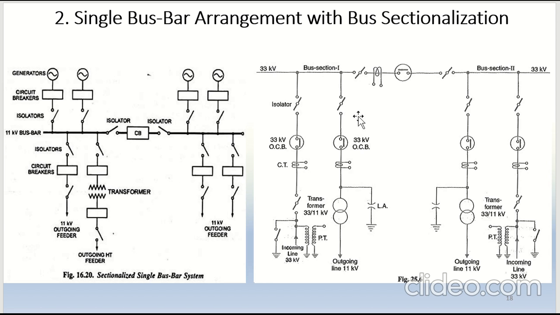In this, the advantage is that you get partial reliability. At least if there's a fault in one of the sections, either on bus section 1 or bus section 2, then the other section is operational and is not disturbed. Whereas in the single bus bar, if any fault is there on any part of the bus, then the entire loads are affected. So here at least half of the load can be carried if there is a fault in any one section. That is the main advantage of this arrangement.